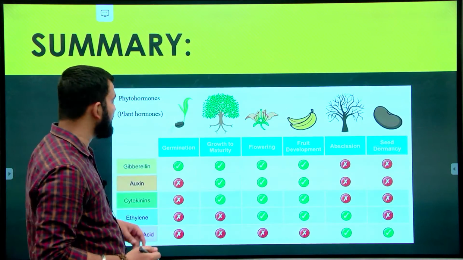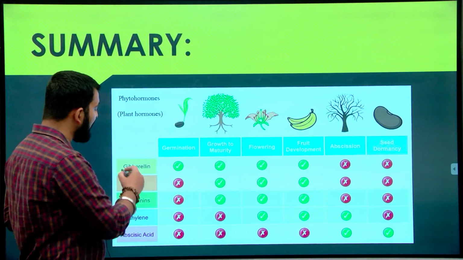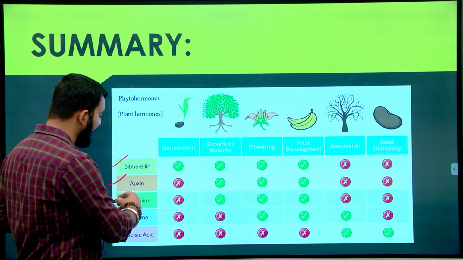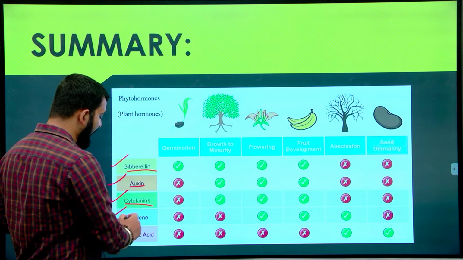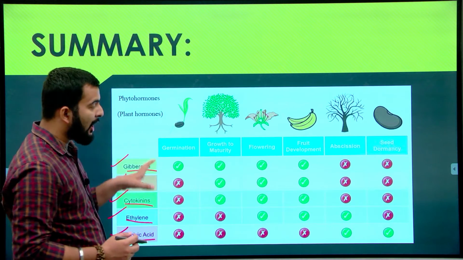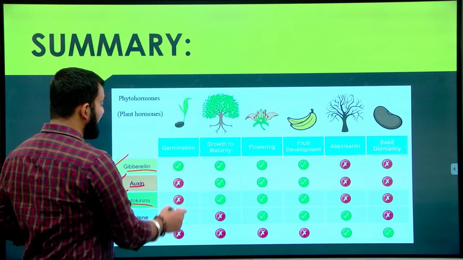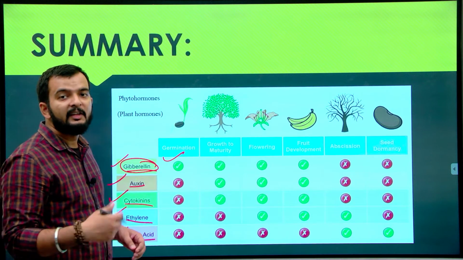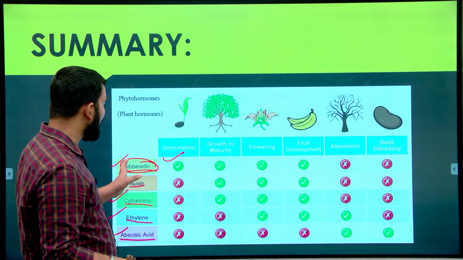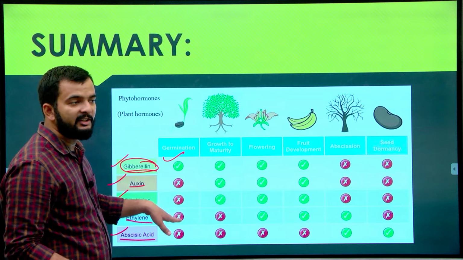Then under summary we can see here, in this table, all these plant growth regulators have been summarized: gibberellins, auxin, cytokinins, ethylene and abscisic acid. So how do they affect the various parts of the plant? See here, germination. Gibberellin will promote and accelerate the germination process. The others, auxin, cytokinin and ethylene, will not affect germination.